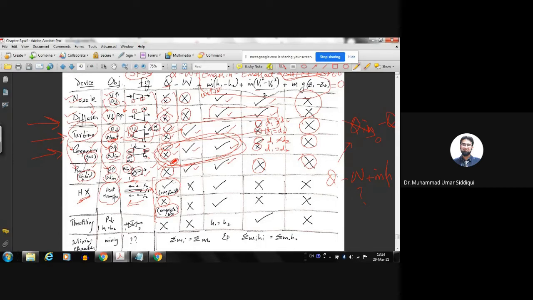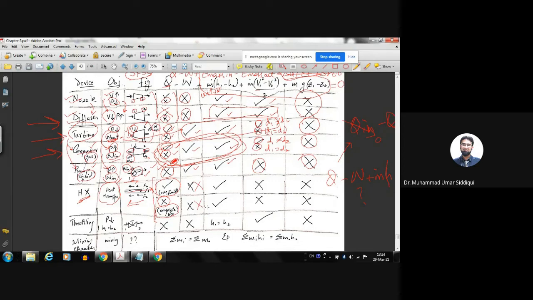Now let's talk about the work done. There is heat transfer between the two fluids through the pipe. There is no work done. Why? Because for work done, there has to be some boundary motion, rotary motion, or translational motion. But there is no motion here, and our pipe is a fixed boundary, so work done is not there at all.